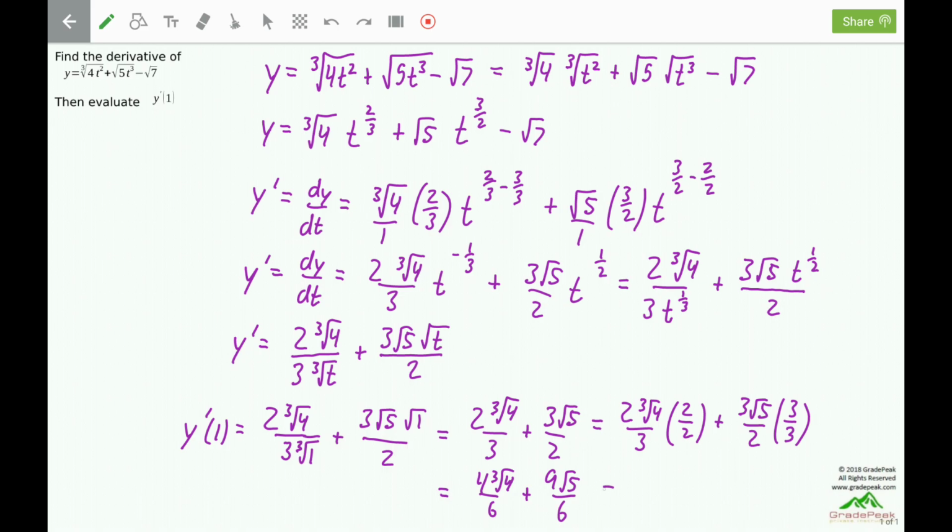They're over a common denominator, and now they can be combined. 4 times the cubed root of 4 plus 9 times the square root of 5, all divided by 6.